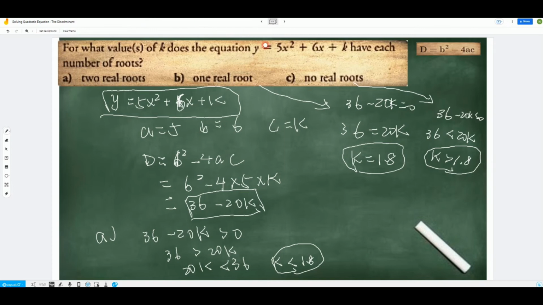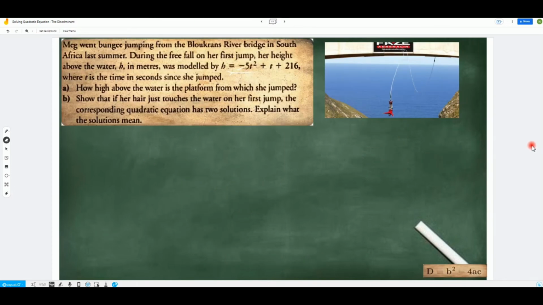Okay, let's go to the next question. Let's look at this problem. First of all, read the question. Mac went bungee jumping from the Blue Crans River Bridge in South Africa last summer. During the free fall on her first jump, her height above the water, h in meters, was modeled by h equals negative 5t squared plus t plus 216, where t is time in seconds since she jumped. A, how high above the water is the platform from which she jumped? B, show that if her hair touched the water on her first jump, the corresponding quadratic equation has two solutions. Explain what the solution means.